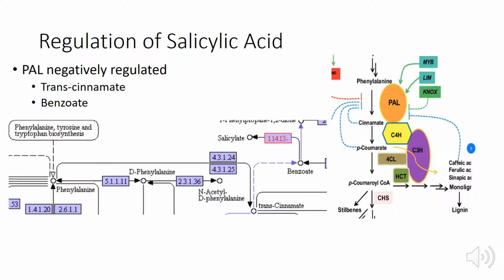And so to show why this would be bad, phenylalanine goes to trans-cinnamate, then to benzoate. So if we have an accumulation of benzoate, this will decrease the activity of PAL, and then PAL will be inhibited. Then you cannot get to trans-cinnamate, so the whole biosynthesis of salicylic acid will be decreased.